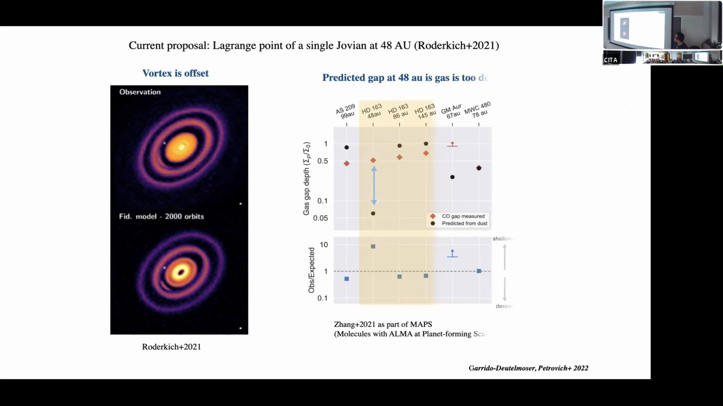And one of the proposals from last year, from Rodenkirch and others, was that maybe this was actually a Lagrange point from a giant planet. So a giant planet is opening the gap. This is the observation again, and this is the simulation after 2000 orbits. But this is just a single planet. So it's a single Jovian opening the gap in the dust and creating this crescent, which is the Lagrange 5. It's hard to see that it is the Lagrange 5 because the inclination is retrograde, so it's spinning in the other direction. But it's a trailing point.